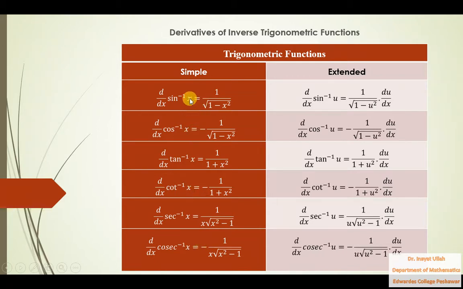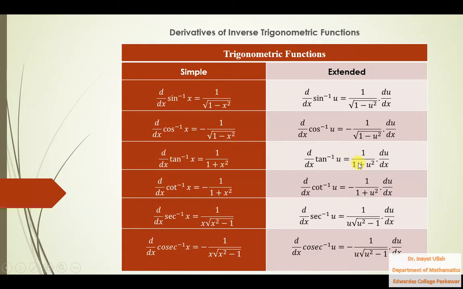Secondly, the derivatives of sine inverse and cos inverse are the same, just this negative sign is extended in the derivative of cos inverse. And similarly, the derivatives of tangent inverse and cotangent inverse are the same, but for cotangent inverse we put a negative sign in front of that fraction. Similarly, the derivatives of secant inverse and cosecant inverse are the same, with the addition of a negative sign for the derivative of cosecant inverse. The derivative of tan inverse is 1 by 1 plus angle square.